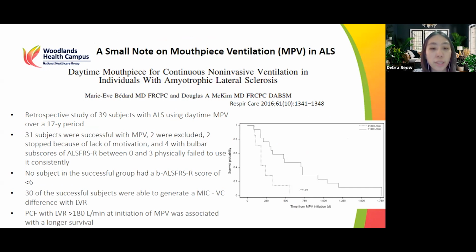with a ALSFRS-R bulbar score, if it's more than 6, then they were able to use MPV for lung volume recruitment, as well as continuous non-invasive ventilation. And if the peak cough flow with the lung volume recruitment was more than 180 liters per minute at the initiation of MPV, it is associated with a longer survival, as you can see from that Kaplan-Meier curve over here on the right side. So 30 of the successful subjects were actually able to generate MIC minus VC with the lung volume recruitment. So they could generate that difference, 30 of them.